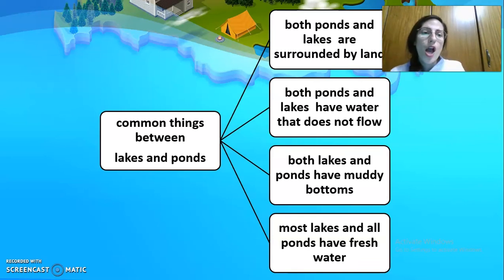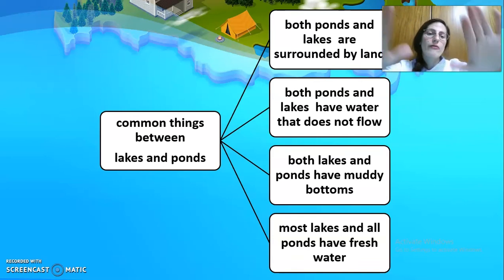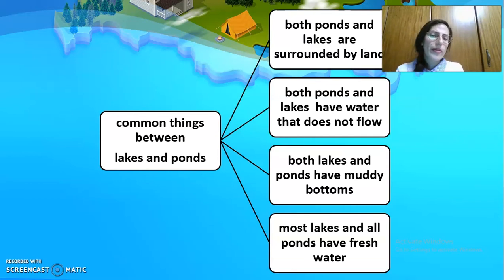Number 3, both lakes and ponds have muddy bottoms. What about the type of water? Most lakes and all ponds have fresh water. So again, how are they the same? We remember 4 things in common between lakes and ponds.